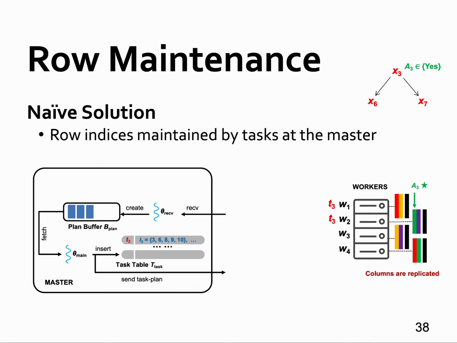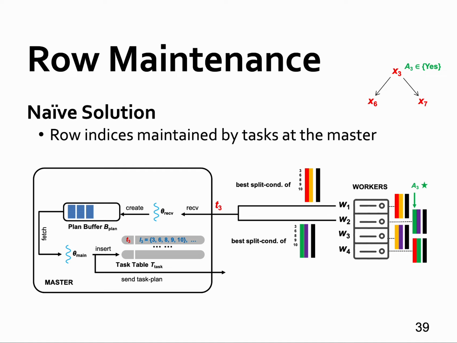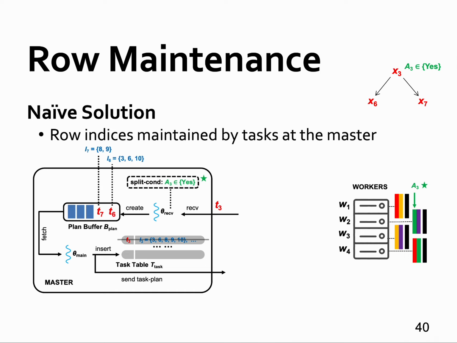In this slide, task T3 is under processing with its task object in the task table keeping the row indices for node X3. The workers W1 and W2 are currently computing the best split conditions for their columns. Now, assume that both workers have sent back their best split conditions found. Then the receiving thread of the master obtains the overall best split condition, uses it to generate T6 and T7 with their corresponding row index sets, and removes T3 from the task table.